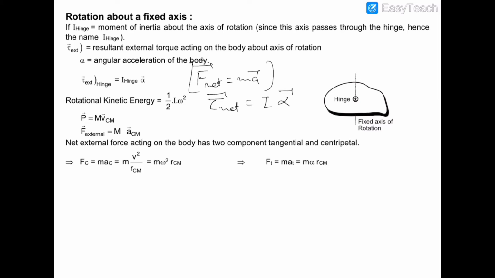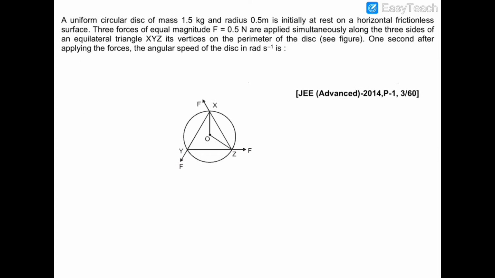Now we'll discuss some numericals which are based on rotation about a fixed axis. In this question, you can see that there is a uniform circular disc of mass 1.5 kg and its radius is 0.5 meter. It is initially kept at rest on a horizontal frictionless surface, and there are three forces of equal magnitude F, which is equal to 0.5, which are applied simultaneously on this disc as shown in the figure. One second after applying the forces, we have to find the angular speed of this disc in radians per second.